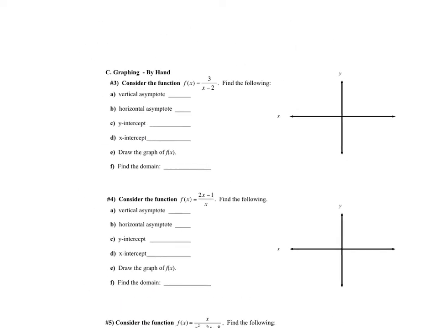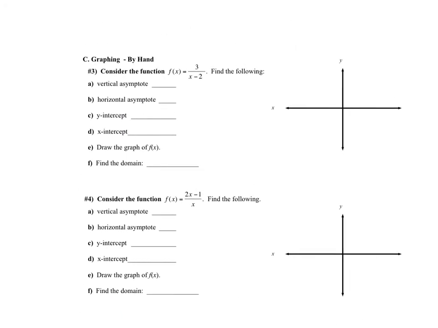All right, so we're on page 2. So we're going to do some graphing by hand. So consider the function f of x equals 3 over x minus 2 and find the following. Vertical asymptote. All right, so we're not worried about any holes in the graph because there's no x minus 2 up top. So the vertical asymptote would be the 0 of the denominator, which in this case would be x equals 2.